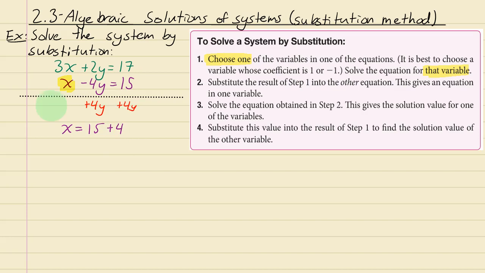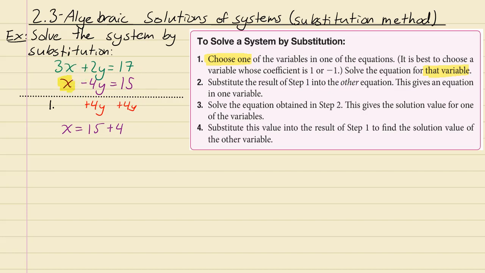Now step 2 says substitute the result of step 1 into the other equation. This gives you an equation in one variable. And this is the real substitution step here. The important thing is that if we're talking about a value of x that makes both of these equations true, then it needs to be the same x in the second equation as in the first equation.